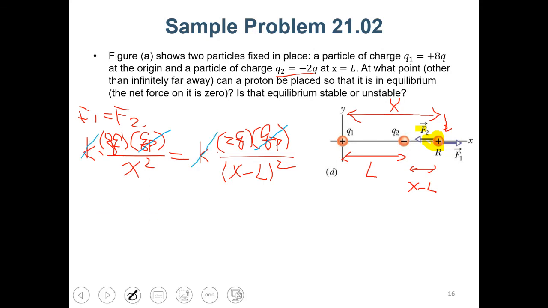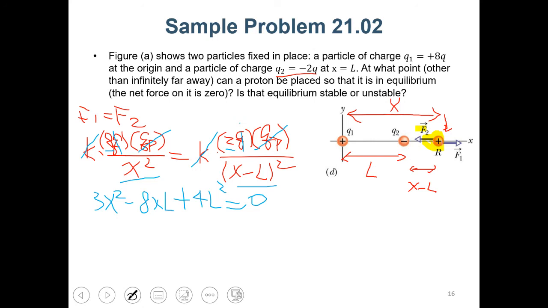K and K can be cancelled. Q and Q can be cancelled. So we can multiply 8 by this X minus L square, and then we multiply 2 by X square, and then they're the same. So it's just some algebraic calculation, so that you can know that 3x squared minus 8xL plus 4L squared equals 0.